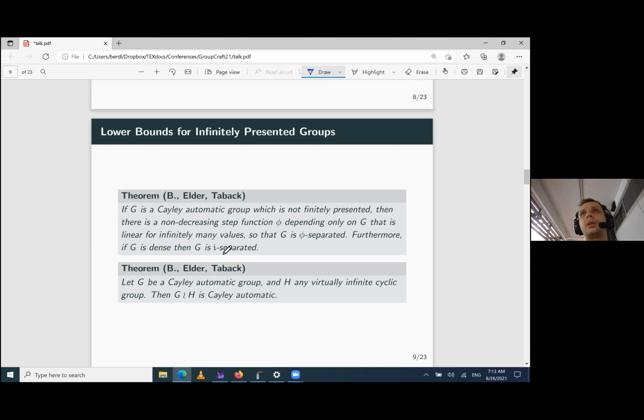If you don't assume that your group is densely generated, you can still bound your Cayley distance function from below by some function which is kind of like a step function, and in fact it's very close to the linear function. But if your group is not densely generated, then in general you cannot say that it is a linear function. You can just say that it's like a step function which looks almost like a linear function. At least in infinitely many points, it behaves like a linear function.